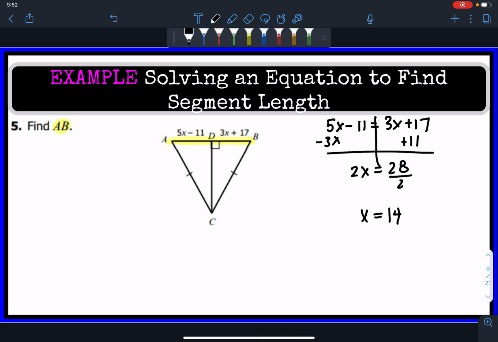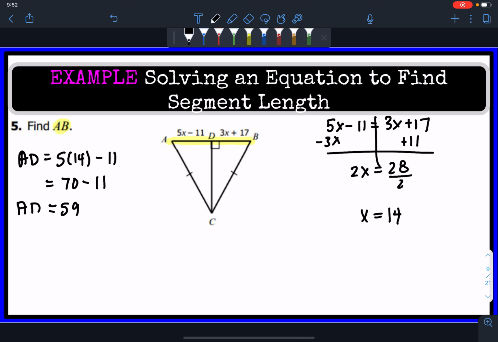So nothing difficult about there, but since we're figuring out the measurement here from A to D, I only need to plug it into one of these two values. So let's plug it into this one. A to D is 5 times this value of x minus 11. Well, 14 times 5, that's equal to 70, and 70 minus 11, that's equal to 59. So AD is equal to 59, which means that from D to B, that is also going to be 59.